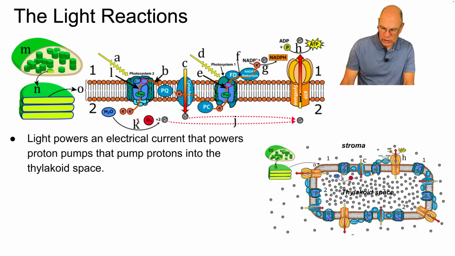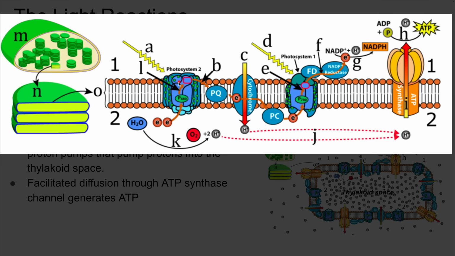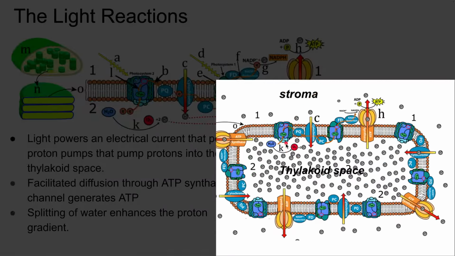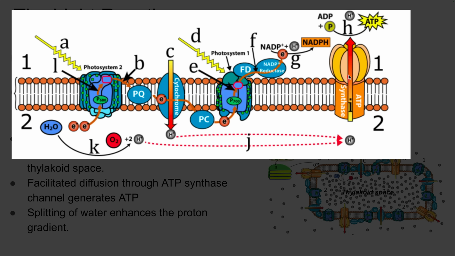The light reactions. In the light reactions, light powers an electrical current that powers proton pumps that pump protons into the thylakoid space. Facilitated diffusion through ATP synthase generates ATP. This is a photosystem over here. It's a very complex assemblage of proteins that's packed with chlorophylls. It's capable of taking light energy and making it into this flow of electricity that flows down an electron transport chain. On the way, it passes through these proton pumps that pump protons from the stroma into the thylakoid space. Stroma, thylakoid space, stroma, thylakoid space. The protons accumulate here and they can only diffuse out through the ATP synthase channel.